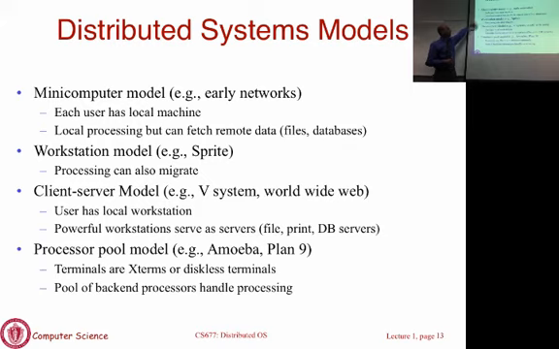Okay. A concurrent trend to the workstation model was the client-server model. In the workstation model, all machines are identical in some sense. I mean, every machine is equally equipped in terms of its hardware capacity. Okay. The client-server model essentially distinguishes between a client machine and a server machine.